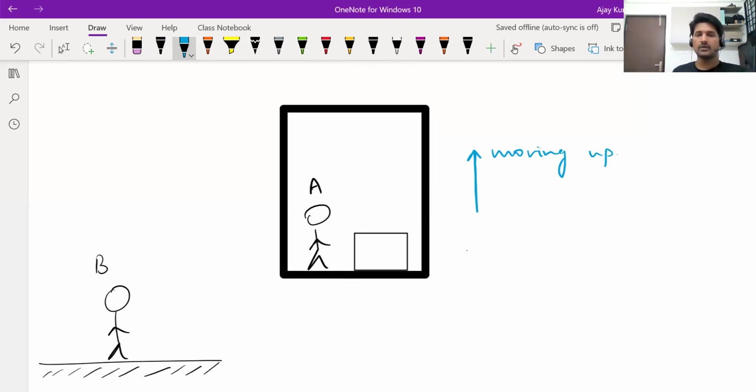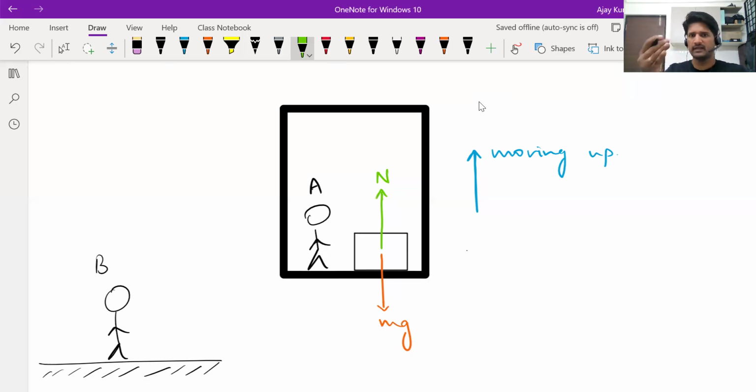One of you tell me what forces act on the box as seen from the ground. What forces act on the box? Normal and weight, sir. Weight and normal, the usual forces that we consider. These are the forces that act on the box with respect to the observer B, who is on the ground.